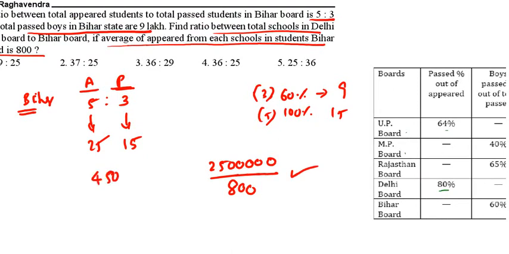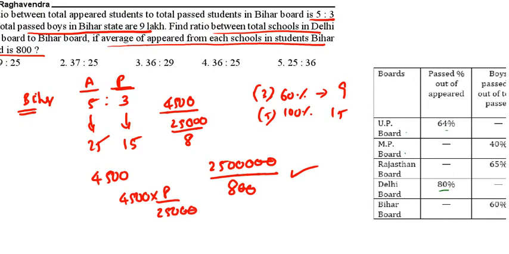So 40% is equal to 4.2. Now total passed students, 100% is how much? This means 2 parts, this is 5 parts. 2 parts equal to 4.2, 5 parts equal to how much? 5 into 2.1, that is 10.5. Total passed students are 10.5. 40% is 4.2, total passed students 100% is 10.5.